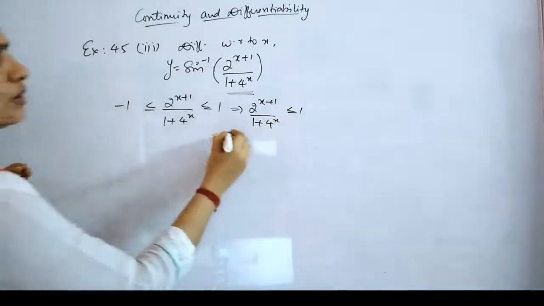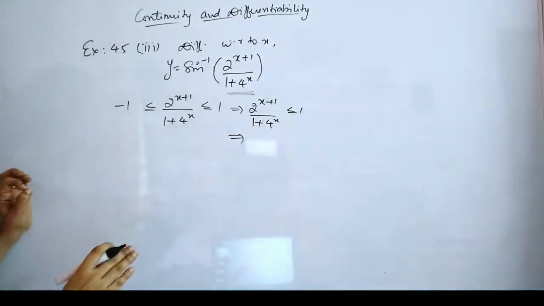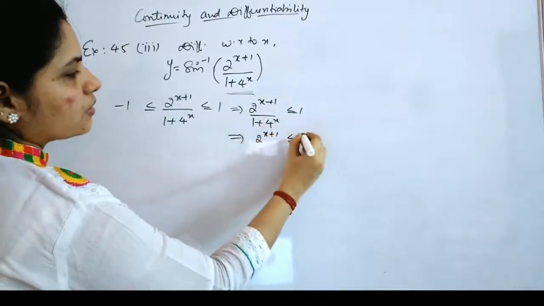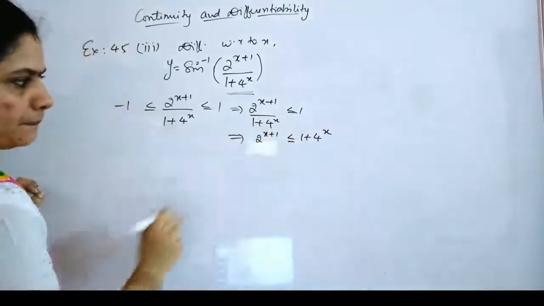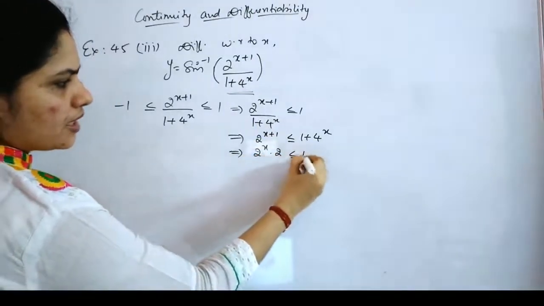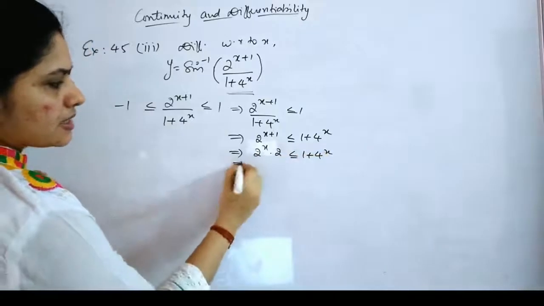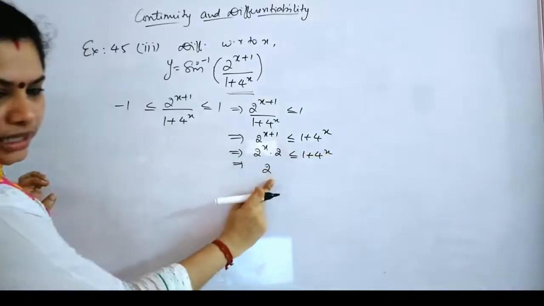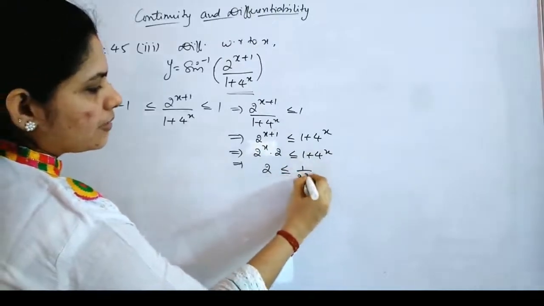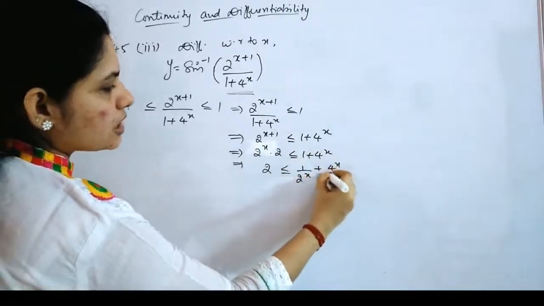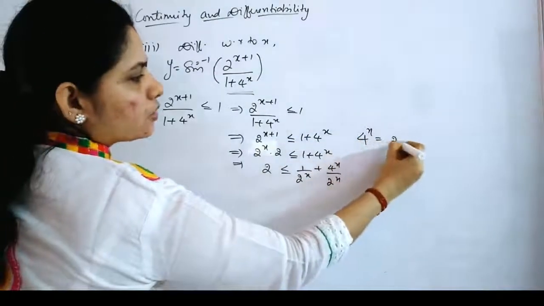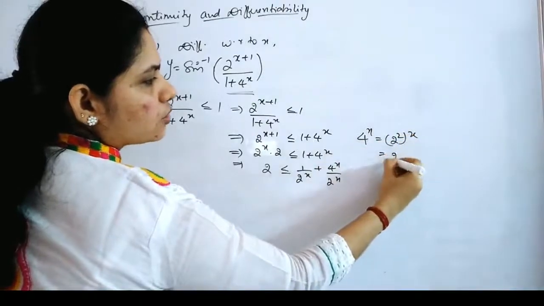From this we are just finding out whether it is valid for all values of x or not. So here you will get 2 raised to x plus 1 is less than or equal to 1 plus 4 raised to x, which implies 2 raised to x into 2 is less than or equal to 1 plus 4 raised to x. I am leaving this 2 on the left hand side and taking the other part to the right hand side, so that I will get 1 by 2 raised to x plus 4 raised to x by 2 raised to x. Now 4 raised to x is nothing but 2 square the whole raised to x, or 2 raised to 2x.